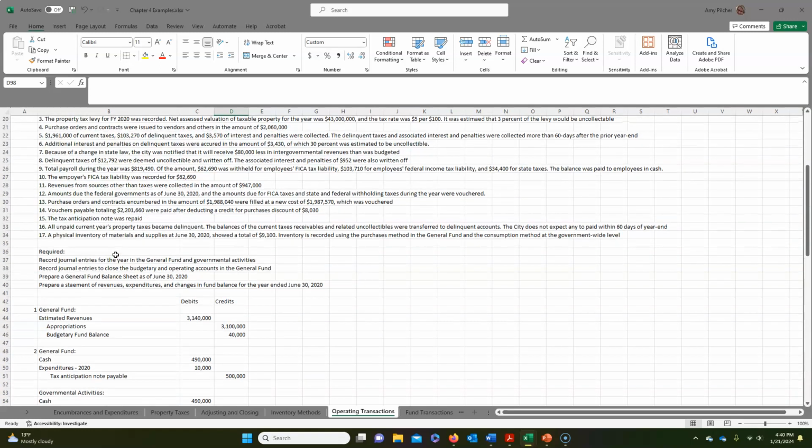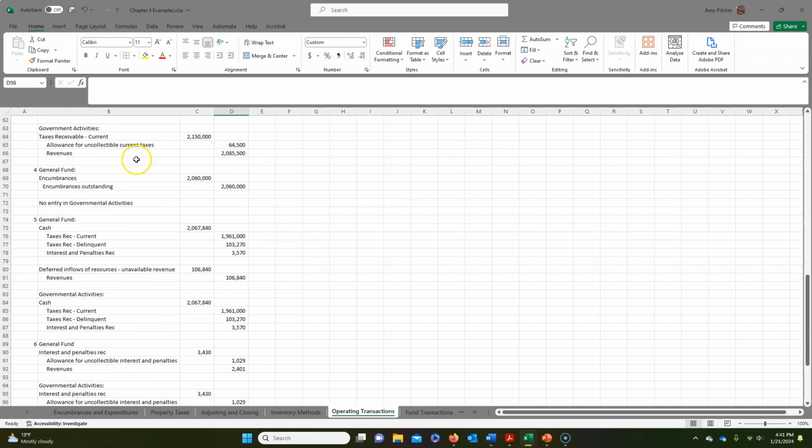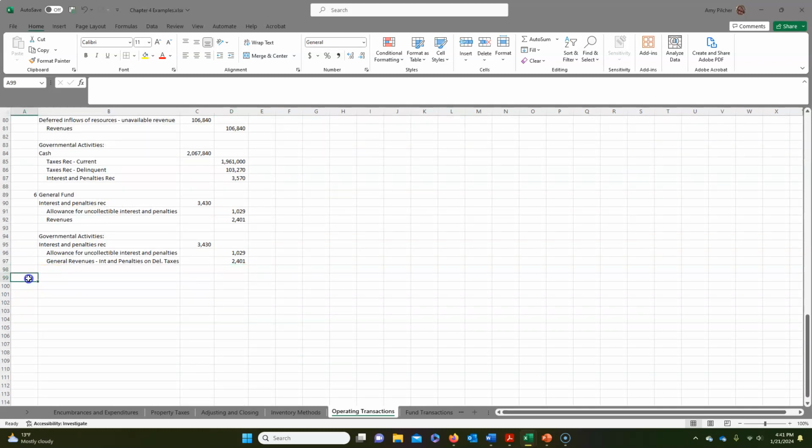Transaction 7. Because of a change in state law, the city is notified it's going to receive $80,000 less in intergovernmental revenues than was budgeted. So the state made some changes, and now we aren't going to get as much of our revenue that we budgeted. So we're going to make adjustments to our budget in the general fund.